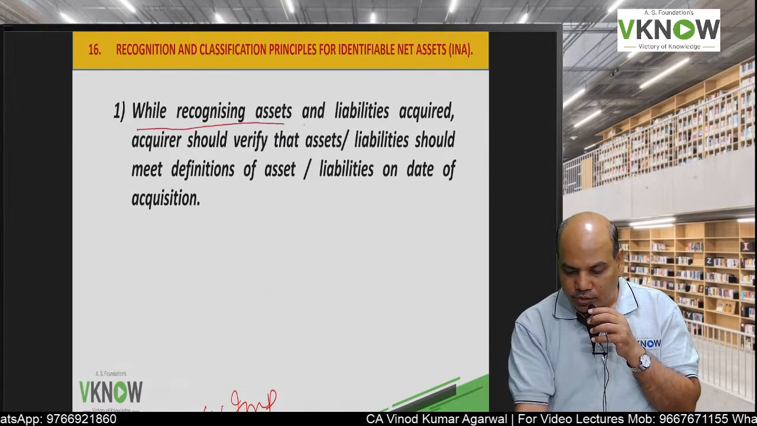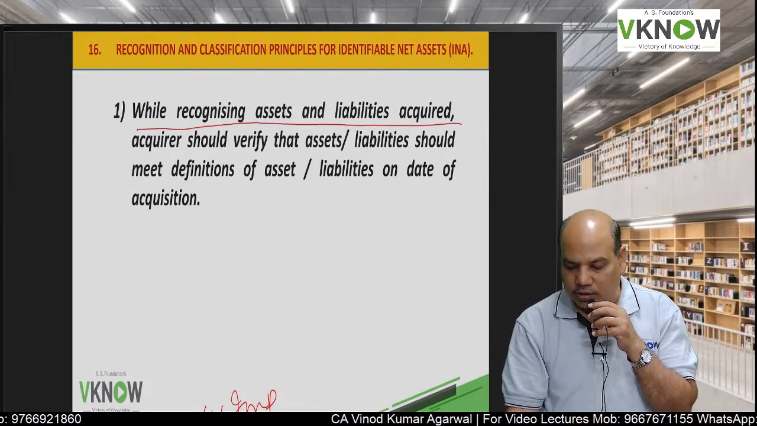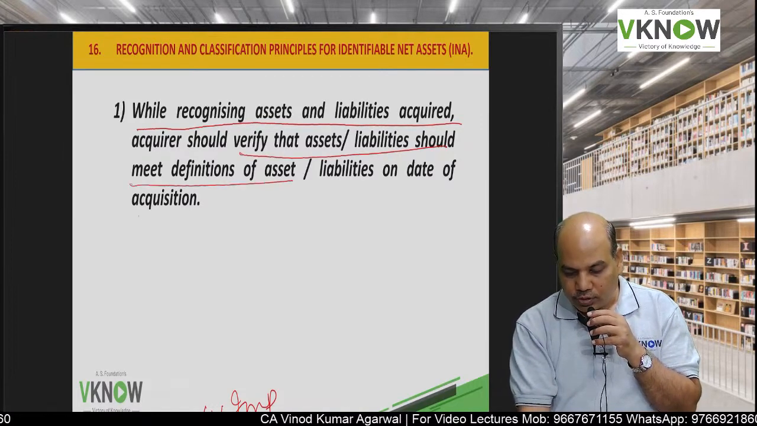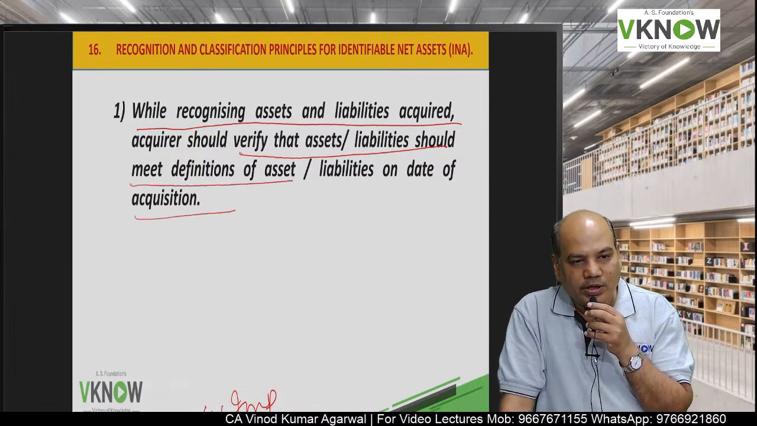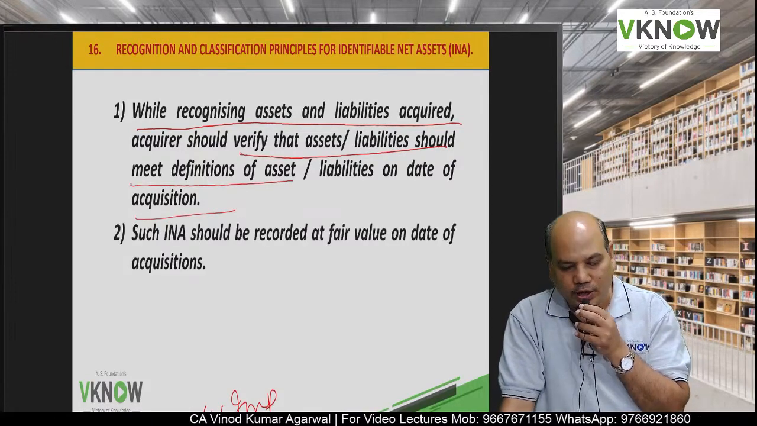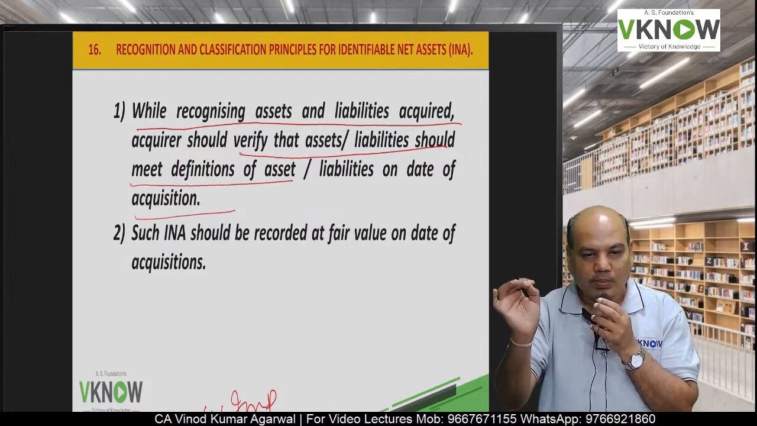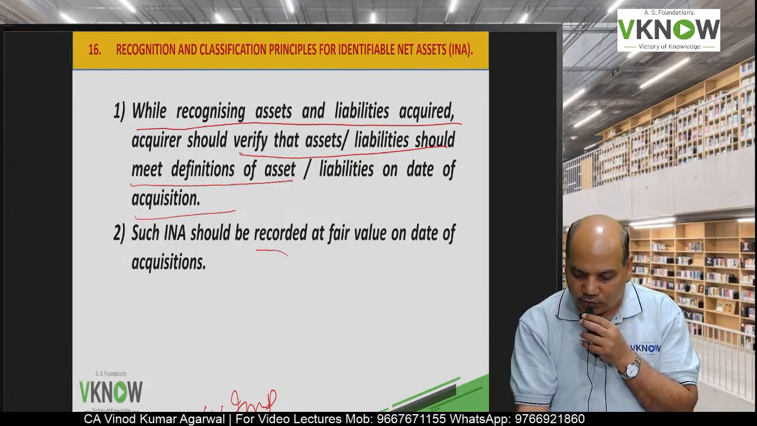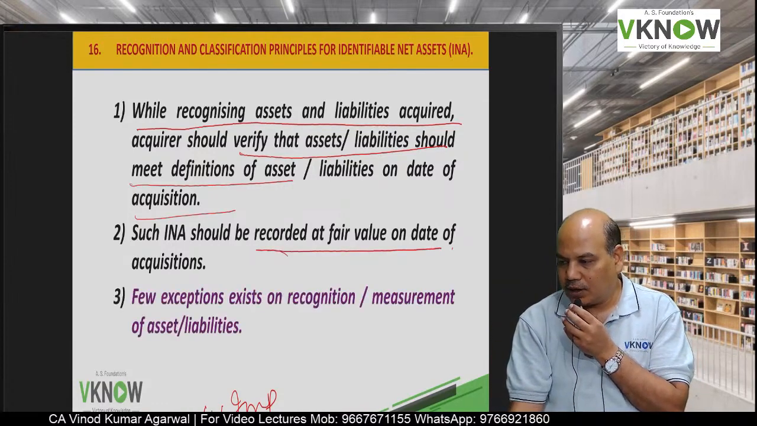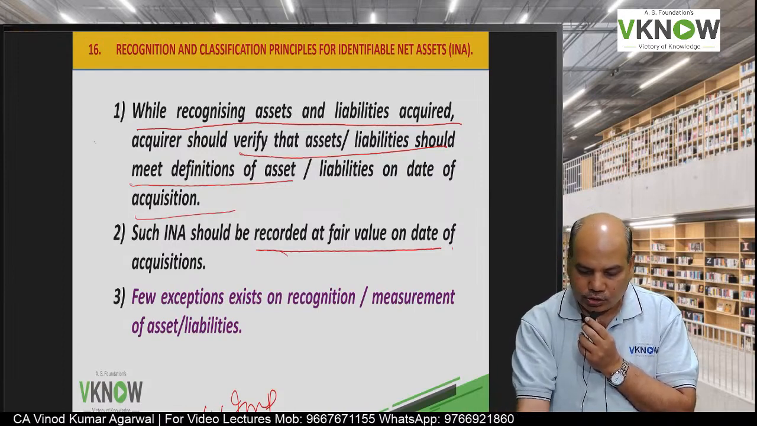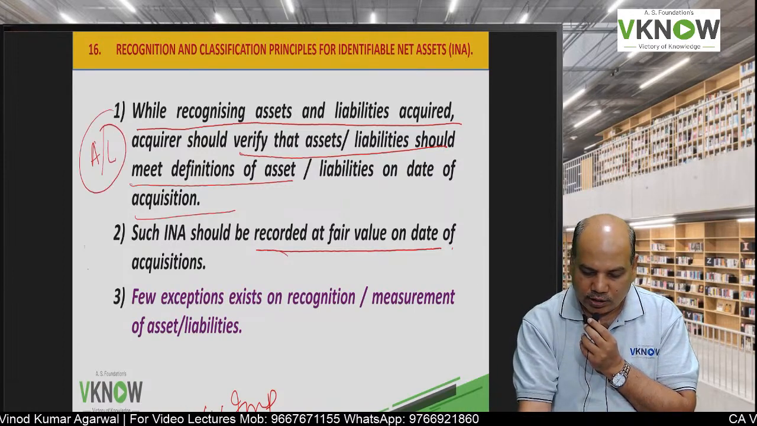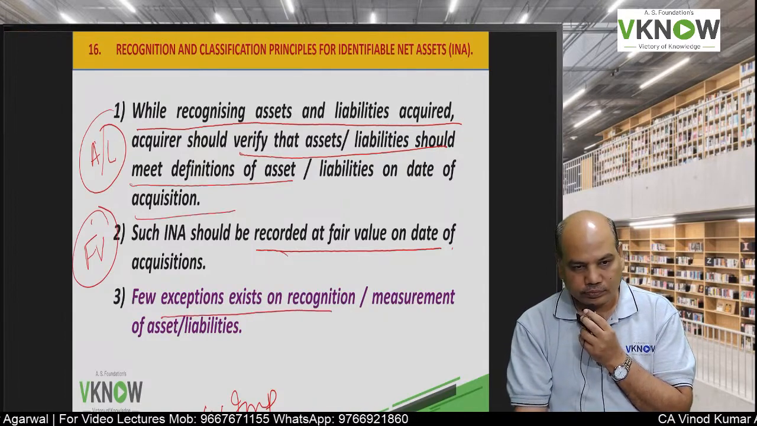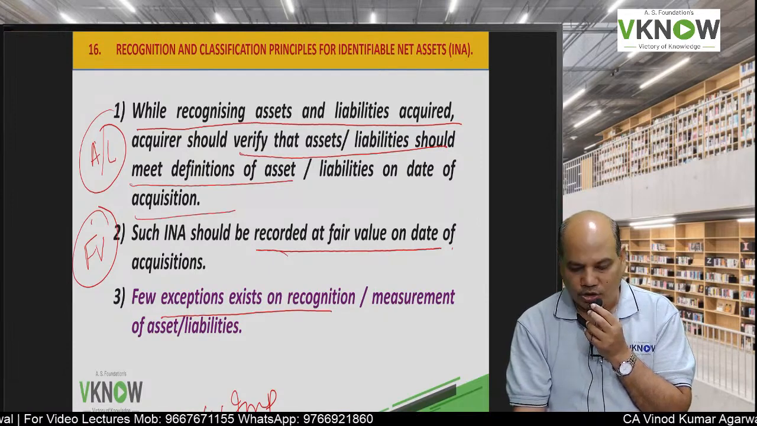So the answer is, when you are recognizing assets and liabilities acquired in acquisition accounting, we have to check whether they meet the definition of asset and liability on the date of acquisition. If they meet the definition on the date of acquisition, then we are going to record them at fair value. So first they should meet the definition of asset and liability, then they are recorded at fair value, but there are some exceptions on the recognition and measurement.